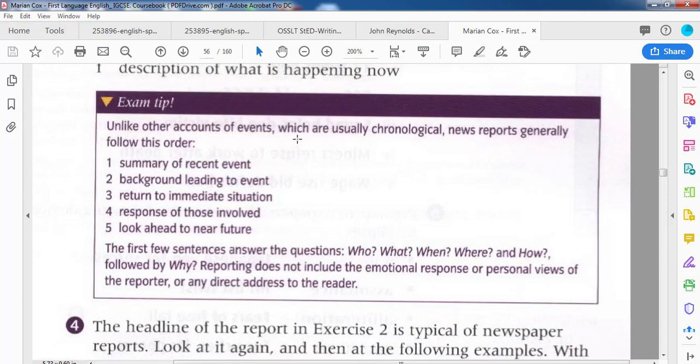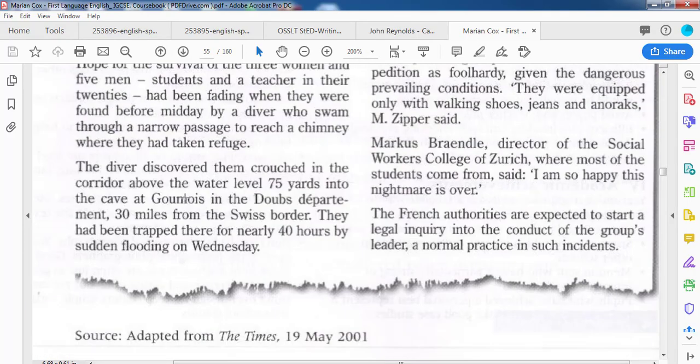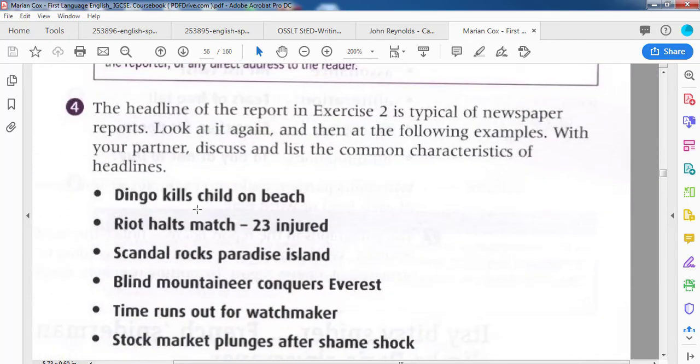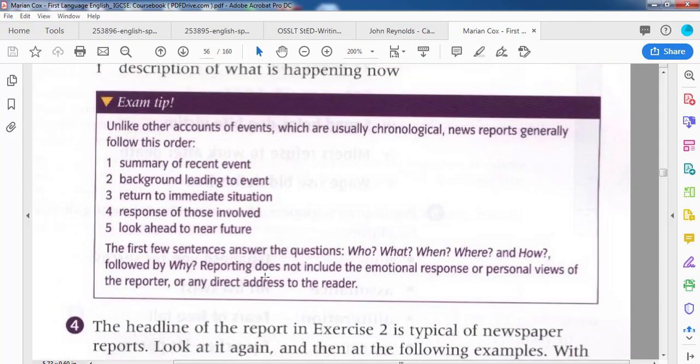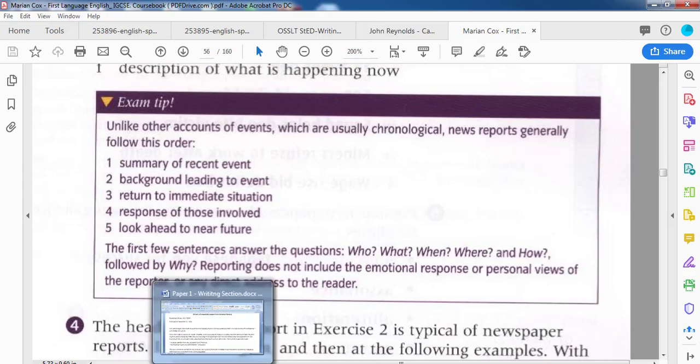Unlike other accounts of events, unlike other reports which are usually chronological, recording according to time order, news reports generally follow this order: summary of recent events, background leading to event, return to immediate situation, response of those involved, and look ahead to the near future.